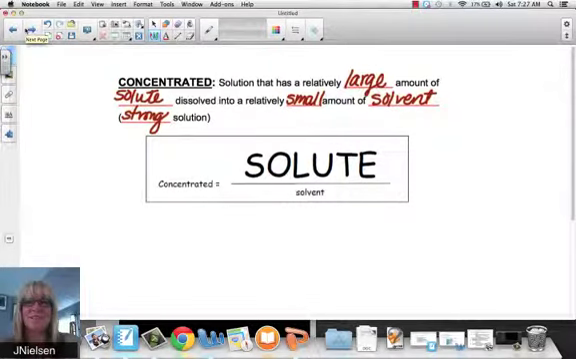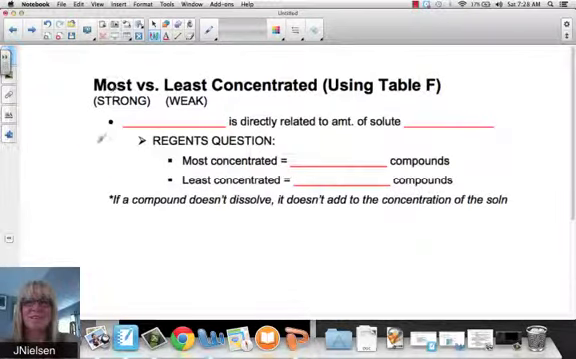And the Regents will ask you questions. Which one of the following solutions is most dilute? So you're looking at which one has the smallest amount of solute per solvent. Or it could say which one of the following is the most concentrated, so you're looking for the one that has the greatest amount of solute per solvent. Most versus least concentrated.